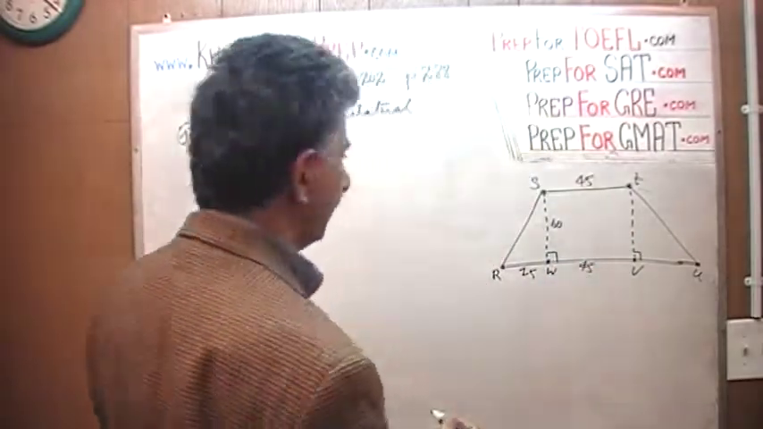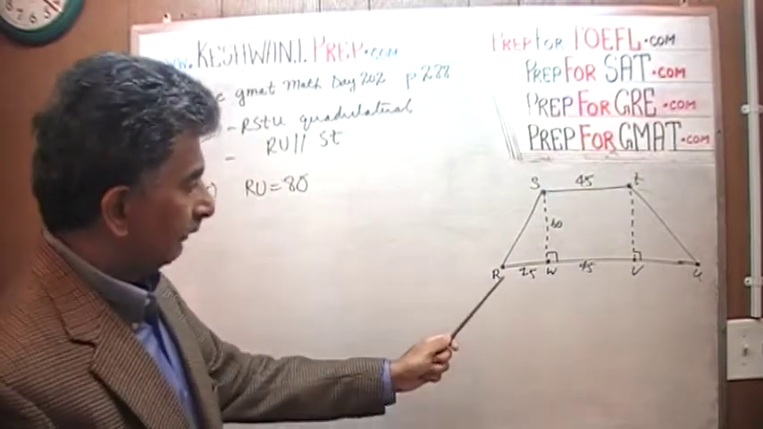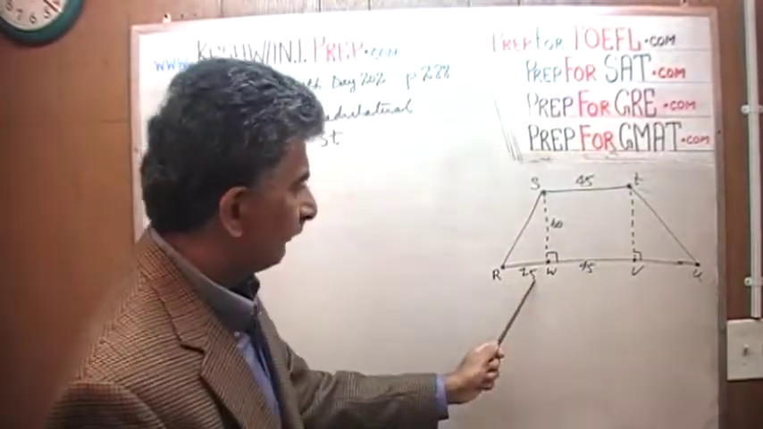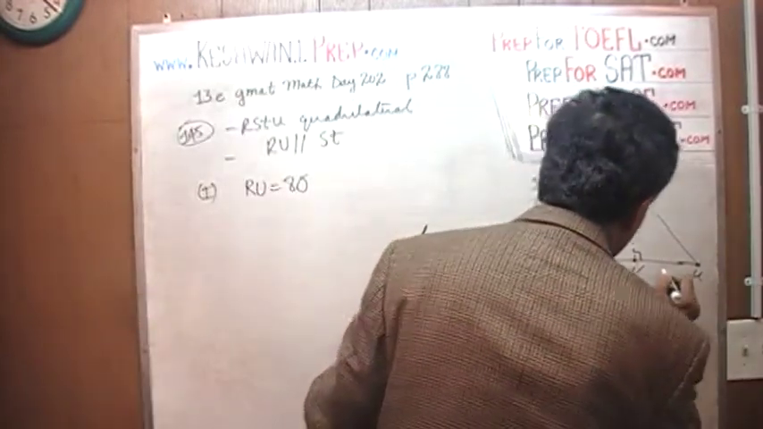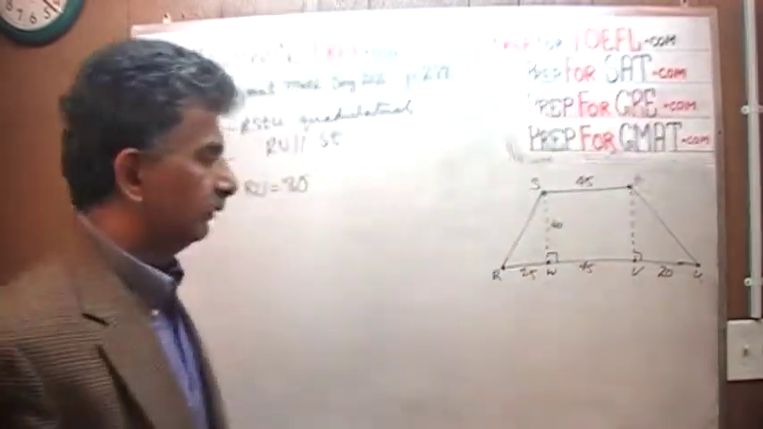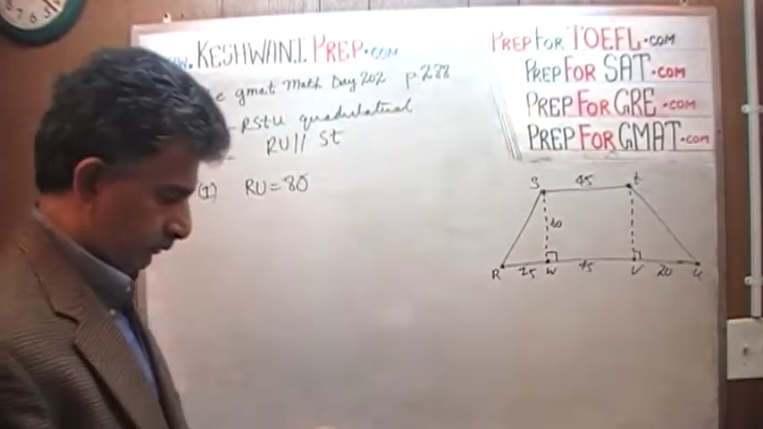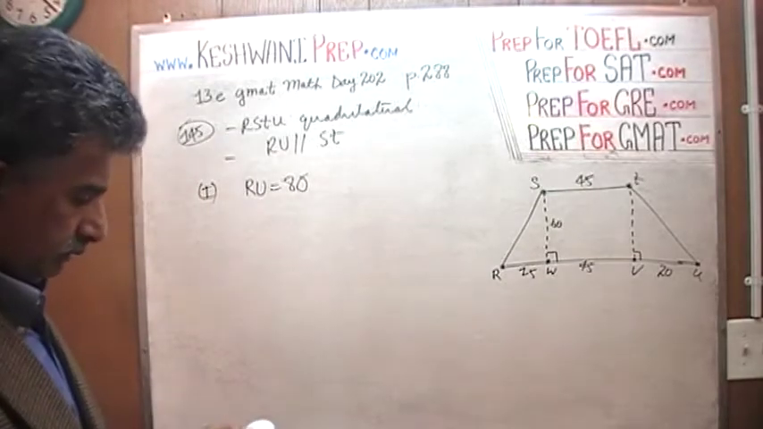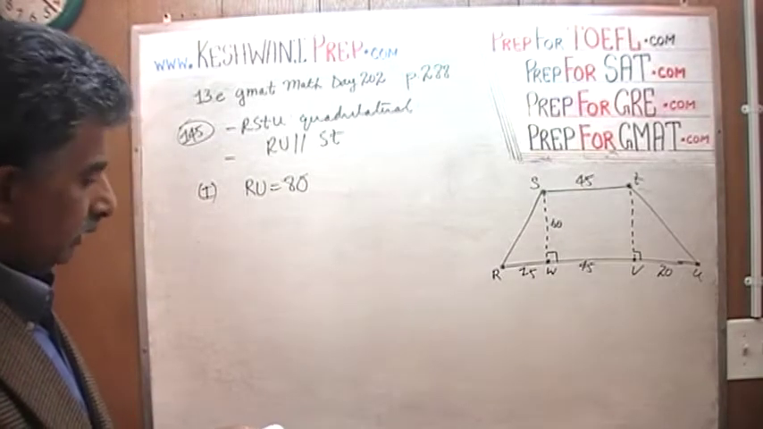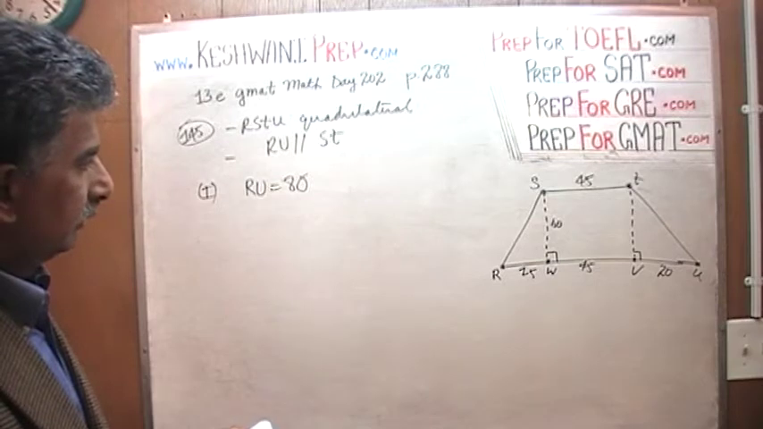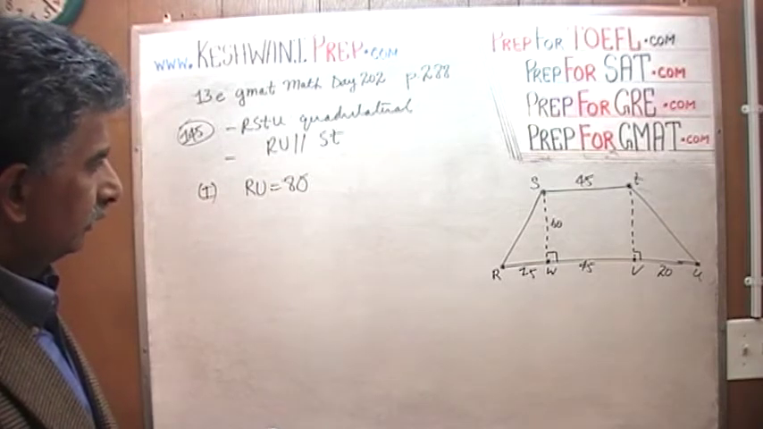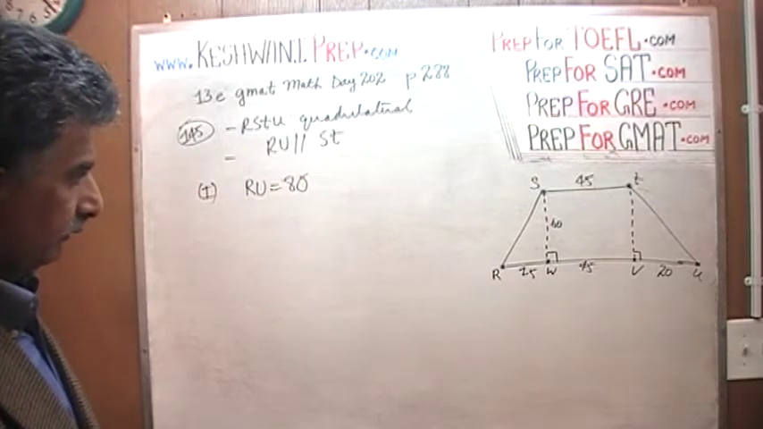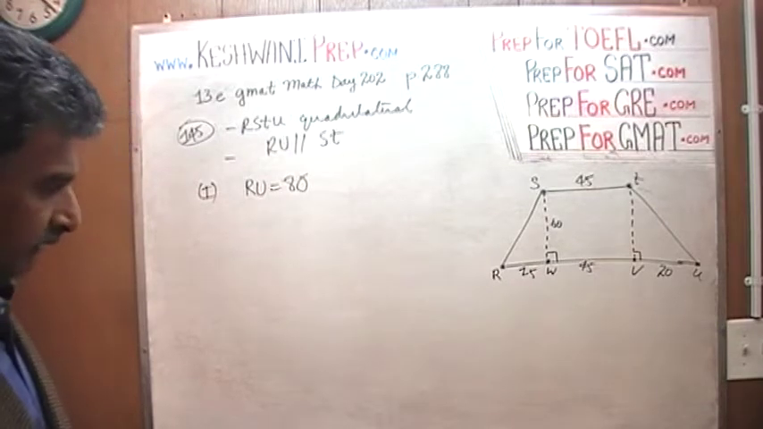And we are told that R to U is 80. This is 15, this is 45, 45 plus 15 is 60, so V to U must be 20. So far so good. And V to W to U is 65. There you go. That's it, we are done basically.